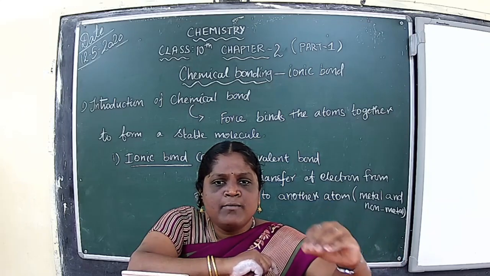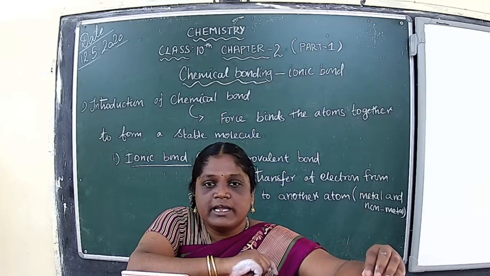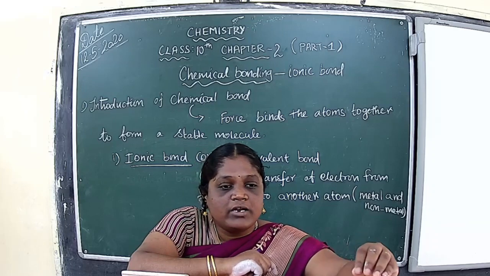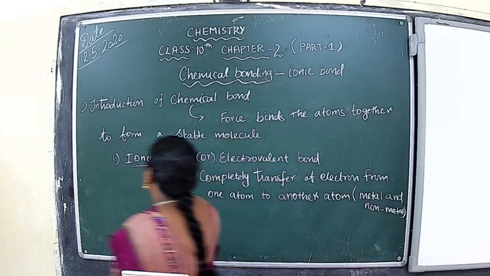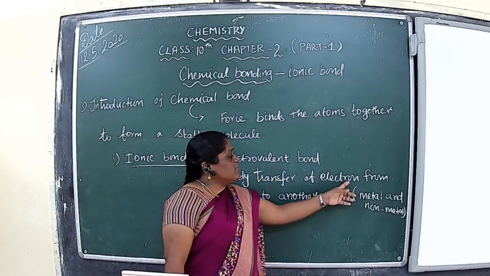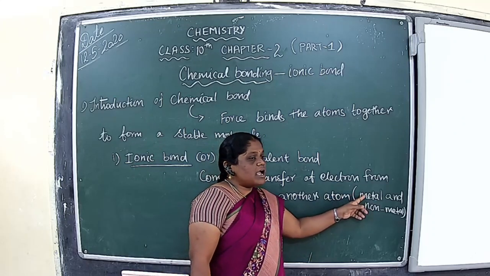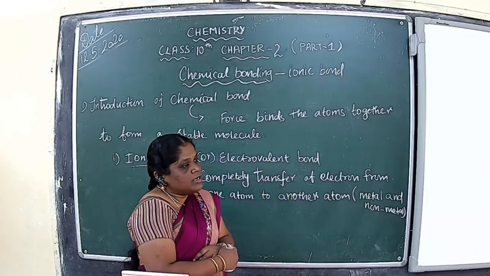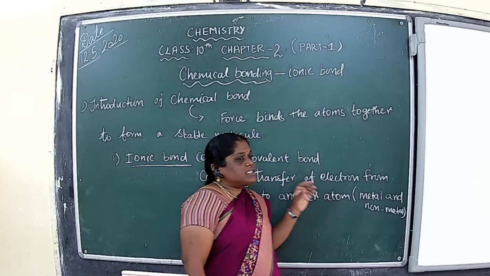If it is a gain, it can form an electronegative character. If it is electronegative, what is it carrying? Negative charge. It is carrying the negative charge. So there is a transfer of the electron from one atom to another atom, and those atoms are a metal and a non-metal. So what is an ionic bond?